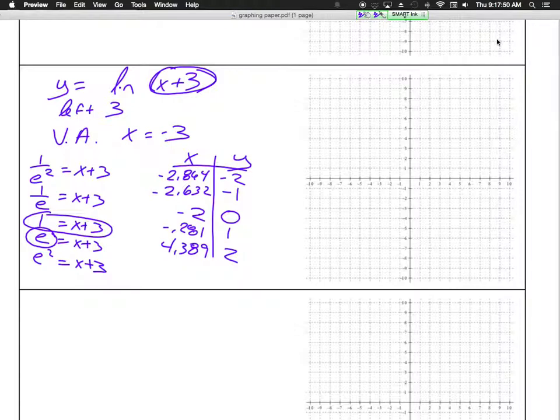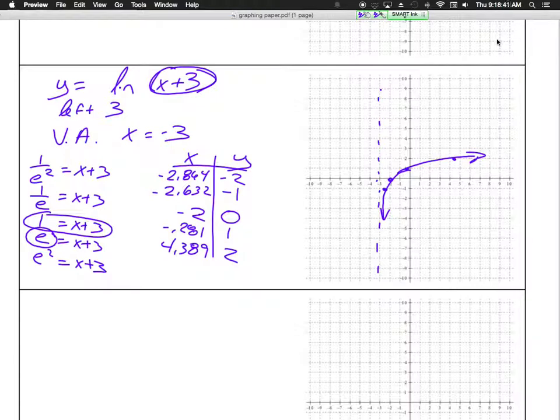Okay, we're kind of good. So I've got 4.389 and 2 somewhere in there. I've got negative 0.281 and 1 somewhere in there. Negative 2 and 0. I've got negative 2.632 and negative 1. So that's going to be about right here. I forgot to put my vertical asymptote, which is negative 3. So I've got enough dots to figure it out already. So I know this is going down this way, and that's going that way. What's my domain on this function? Negative 3 to infinity would be correct.